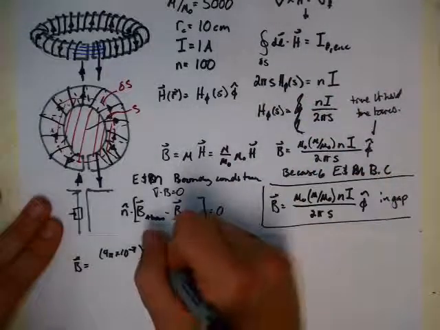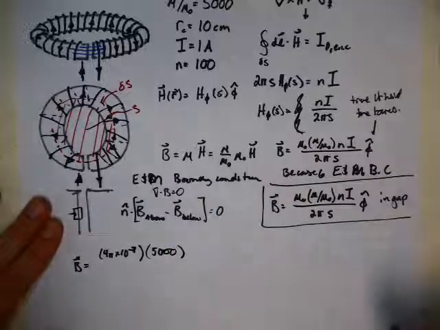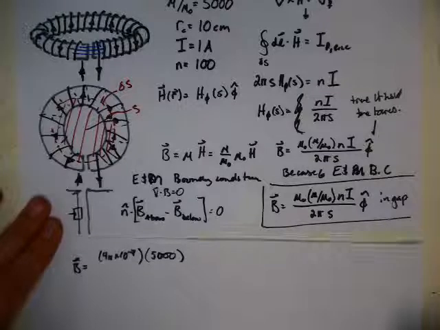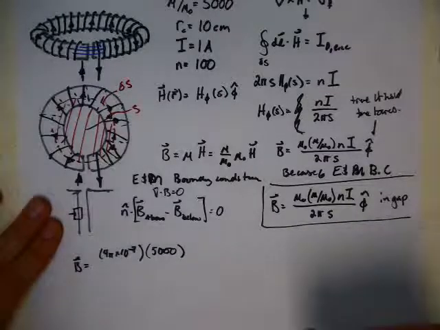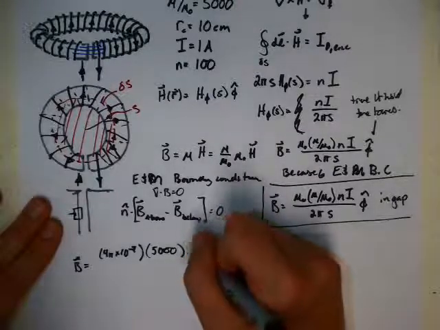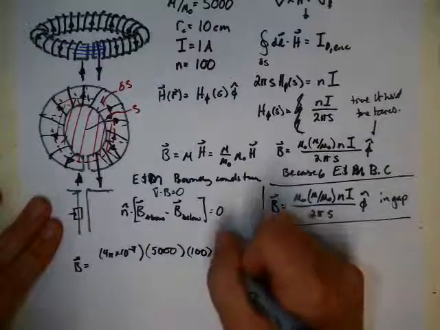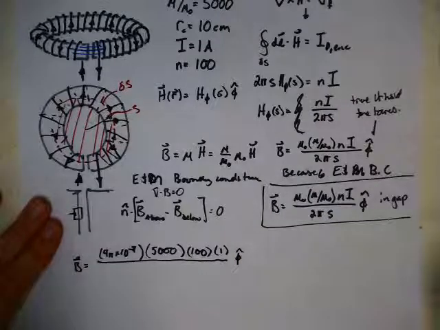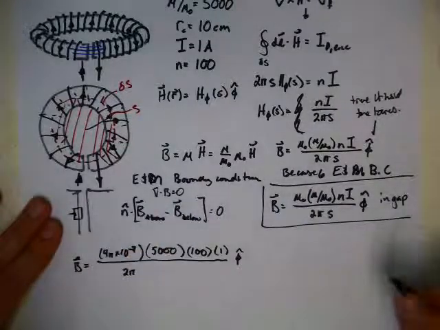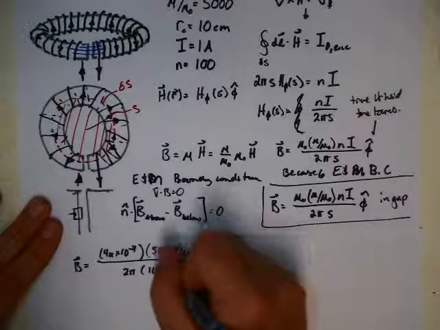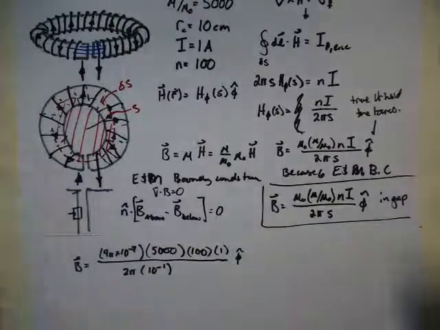Mu over mu naught is 5,000, which is a reasonable number for properly annealed iron. So if you have a pure enough sample of properly annealed iron, you can get a mu over mu naught of 5,000. N, we have 100, and for I, we have 1. On the bottom we have 2 pi, and for S we have 10 centimeters, which we're going to write as 10 to the negative 1 in SI units, because meters are the proper SI units. And now we start looking at everything.